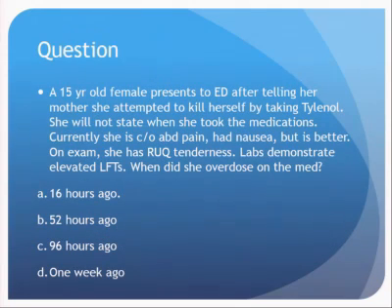A 15-year-old female presents to the ED after telling her mother she attempted to kill herself by taking Tylenol. She will not state when she took the medications. Currently, she is complaining of abdominal pain, had nausea, but is better. On exam, she has right upper quadrant tenderness, labs demonstrate elevated LFTs. So when did she overdose on the medication? 16 hours, 52, 96, or 1 week ago.